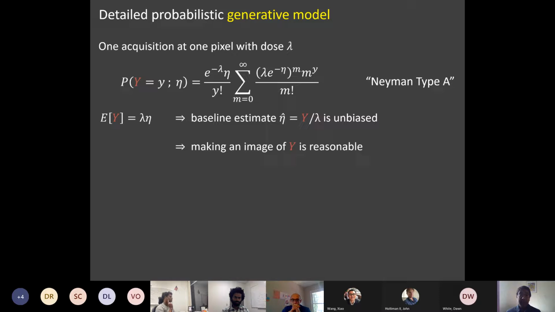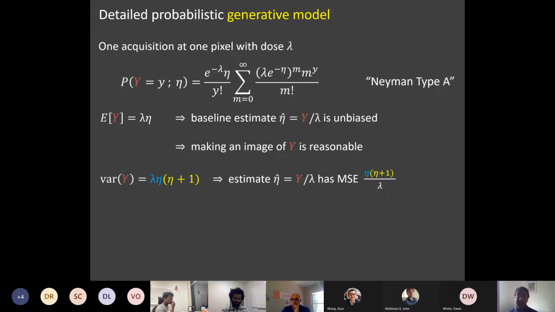And conventionally, people may not even be thinking of the problem as a quantitative estimation of eta. You're just trying to form an image of how y varies from pixel to pixel. And in fact, because of this unbiasedness, making an image of y is really a reasonable way to look at how eta is varying, if you don't care about the scale.